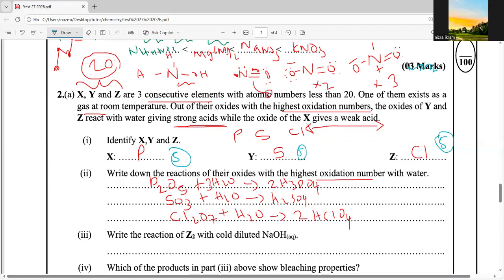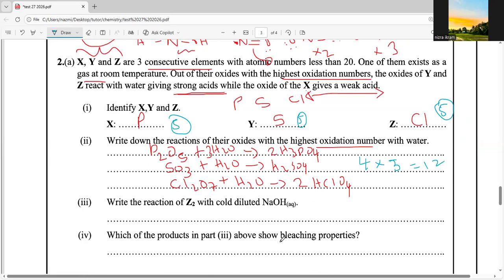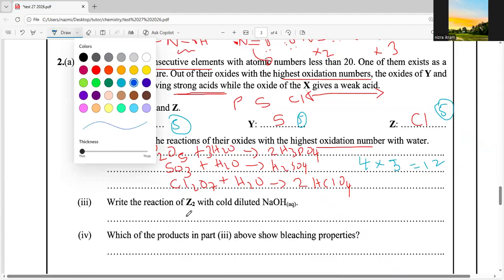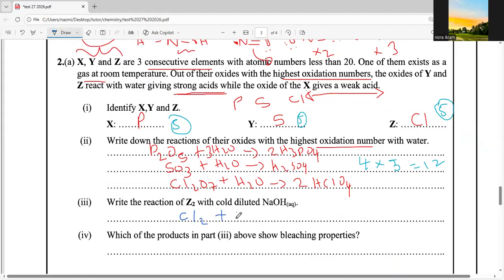Then for the balanced reactions, 4 into 3, 12 marks. Then write the reaction of Z2, that is Cl2 with cold dilute NaOH. So this is cold, okay, not hot. Cl2 with cold dilute NaOH, that's also a very frequent reaction.